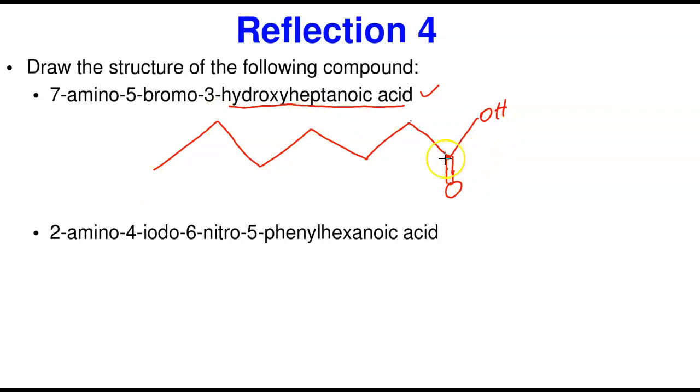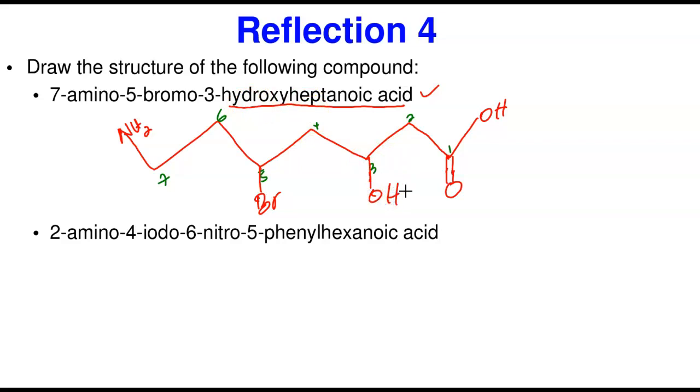That's heptanoic acid. So let me just label it: 1, 2, 3, 4, 5, 6, 7. Then let's begin to put the attachment. It says 7 amino. Amino is in carbon number 7, so it's going to be here, NH2. Bromine is in carbon number 5. 5 bromo. This is carbon number 5 here, so there's going to be Br here. And then 3 hydroxy. Hydroxy group is in carbon number 3.